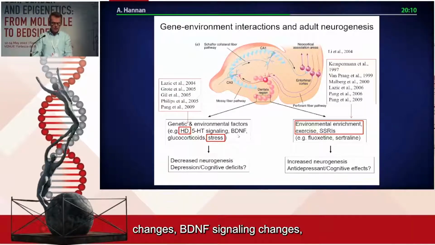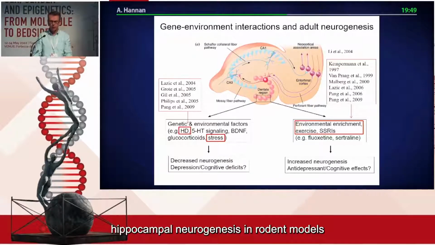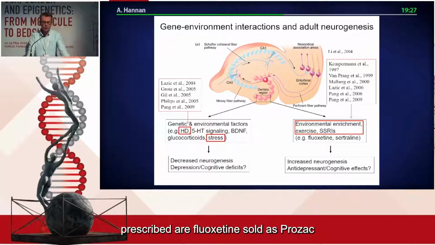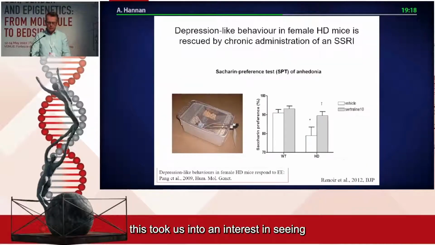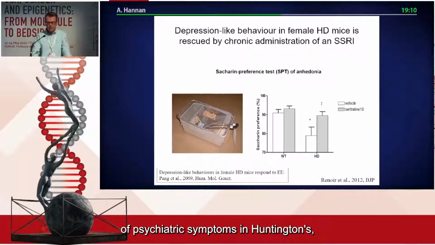We've been able to show serotonergic changes, BDNF signaling changes, and glucocorticoid signaling changes, which are associated with stress responses, on that side of the coin, if you like, with Huntington's being the example here. On the other side, on the right, are these factors associated with increased adult hippocampal neurogenesis in rodent models, often coupled with antidepressant-like effects in the rodents and cognitive enhancement, hippocampally mediated at least in these. And on this side, we have environmental enrichment, we have exercise or physical activity alone, and these selective serotonin reuptake inhibitor antidepressants, or SSRIs, among the most commonly prescribed, fluoxetine, sold as Prozac, or sertraline, sold as Zoloft. All right, so for all of these reasons, this took us into an interest in seeing if we could model depression, keeping in mind that of the psychiatric symptoms in Huntington's, depression is the most common.